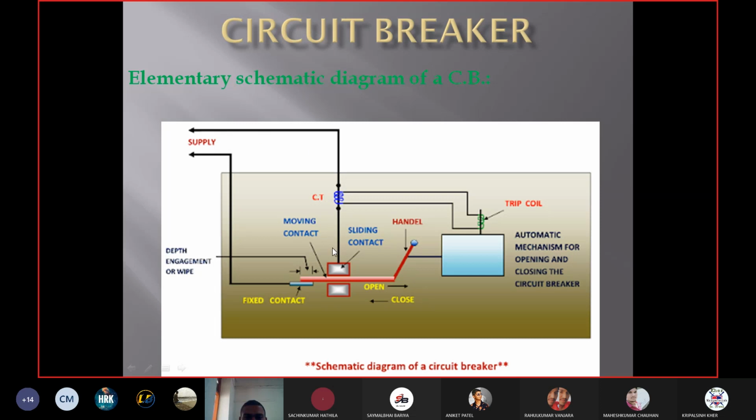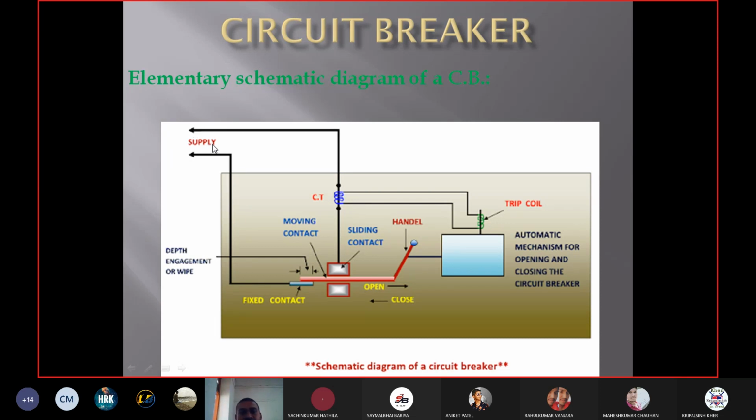So the circuit is closed. If we want to find the path of current flowing through the circuit, then it is like this. Suppose this is the positive terminal, then current will flow through the sliding contact, then it goes to the moving contact and then goes to the fixed contact and it will return to the circuit. So this is the path of the current.